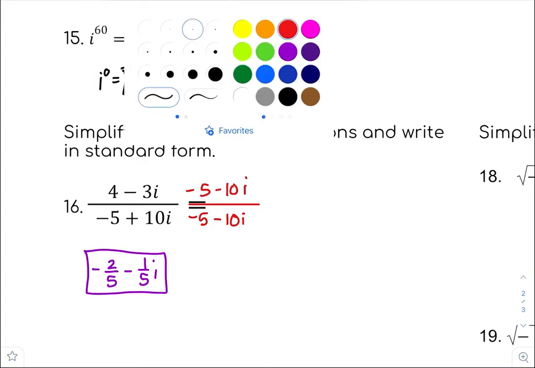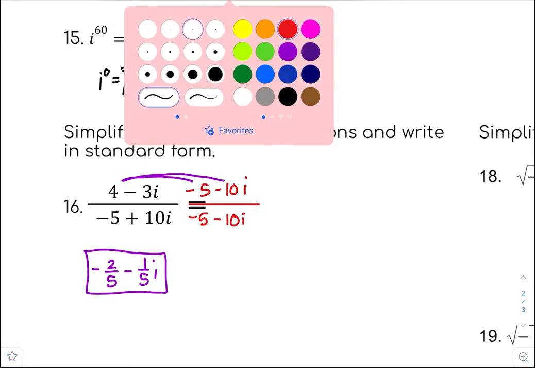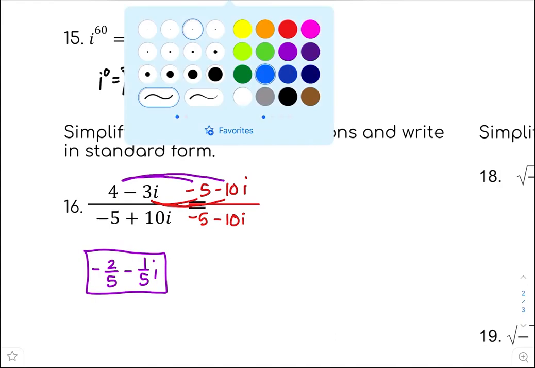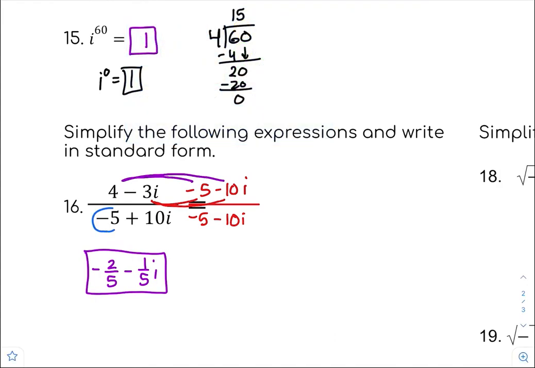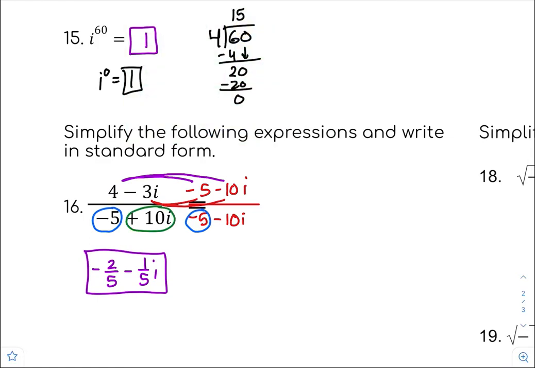So you have to multiply top and bottom by the conjugate of the denominator. So this is where you do your double distribution. But then when you multiply by the conjugate and it's complex numbers, remember the middle terms are going to cancel. So we could do this shortcut.